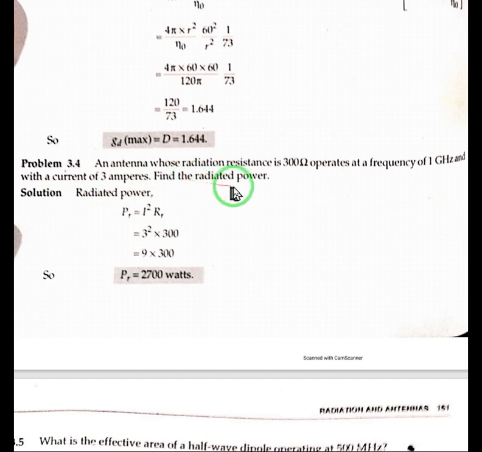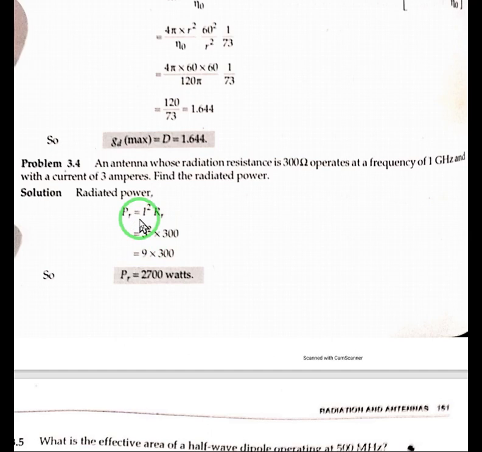Here we have to find the radiated power. Antenna radiation resistance is 300 ohms, that is RR. Frequency is also given at which the antenna is operating, that is 1 gigahertz. Here we know that the radiated power is equal to I square RR.